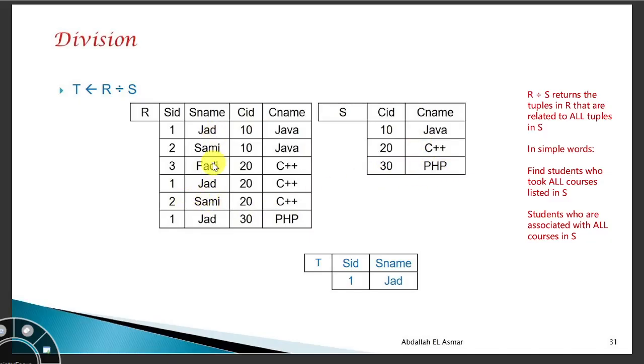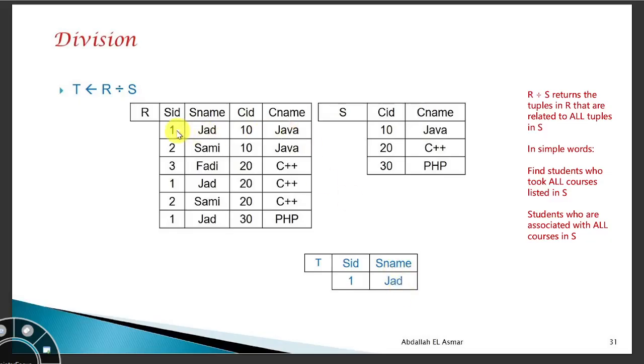So we don't take Sami. Let's go to Fadi. Fadi 20 C++, 20 C++ is okay. And no more Fadi. So Fadi satisfied only one tuple, not all of them, so we don't add. So the one is for only Jad.